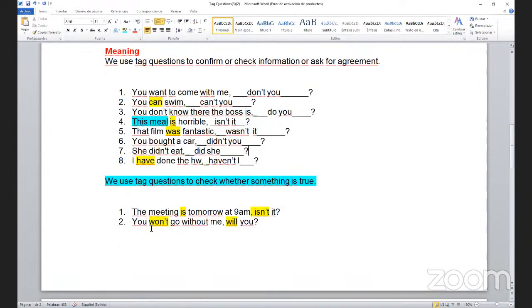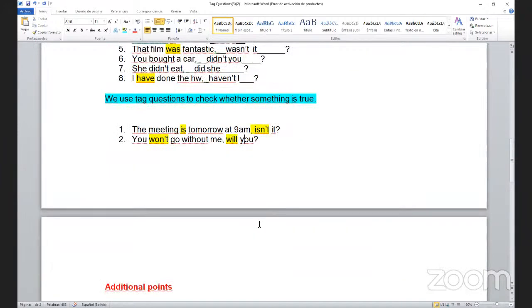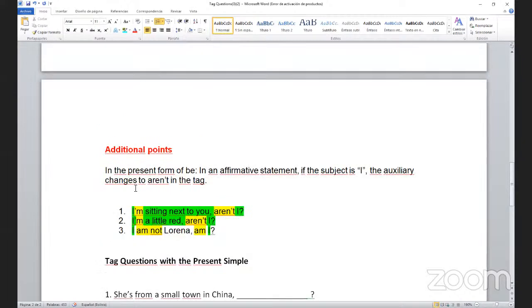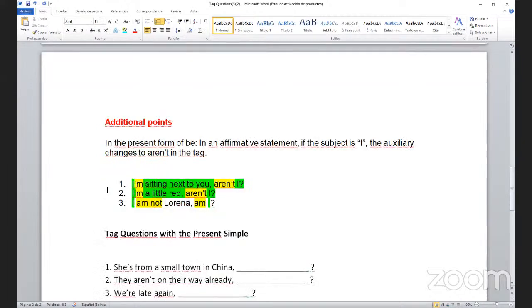Now, we can also see it with future, like here in the negative: you don't want to go without me. The positive of want is will. Will you? And some extra additional points that we have to see.